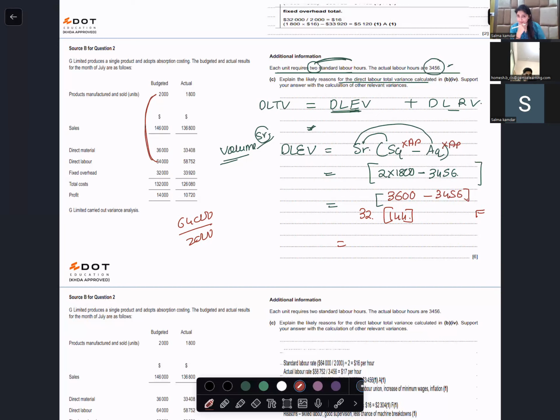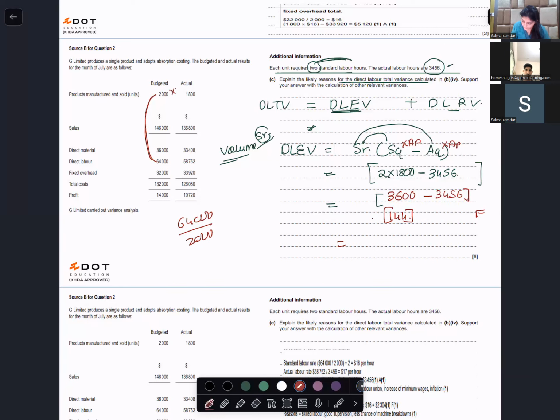What is a direct labor efficiency variance? Hold on. Direct labor efficiency variance. Standard rate is how much? Can you tell me please? 64,000. 64,000 divided by 2,000. That is 32.